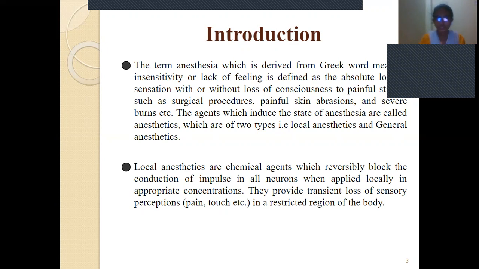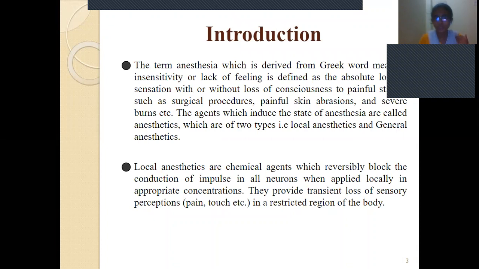Local anesthetics are chemical agents which reversibly block the conduction of the impulse in all neurons when applied locally in appropriate concentration. They provide transient loss of sensation, pain or touch in a restricted region of the body. What does a local anesthetic mean? It is given only to the particular body part, the site where the surgery is going on.